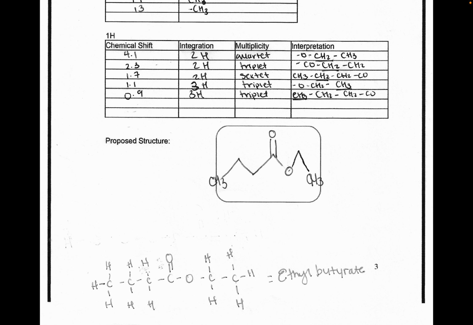And then just some takeaways, I guess, to summarize. You want to start with your formula to calculate your degrees of unsaturation, and then you'll use IR to spot key functional groups, and then you'll use your 13C NMR to identify your carbon environments, and you'll use your 1H NMR for hydrogen environments and connectivities, and then you'll put everything together into a structure that fits all that data.